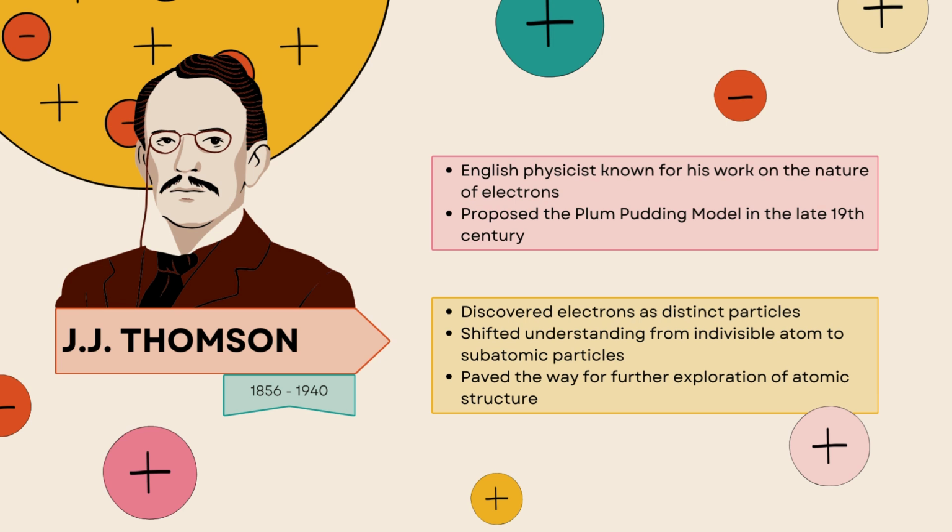J.J. Thomson. 1856 to 1940. English physicist known for his work on the nature of electrons. Proposed the plum pudding model in the late 19th century. Discovered electrons as distinct particles. Shifted understanding from indivisible atom to subatomic particles. Paved the way for further exploration of atomic structure.